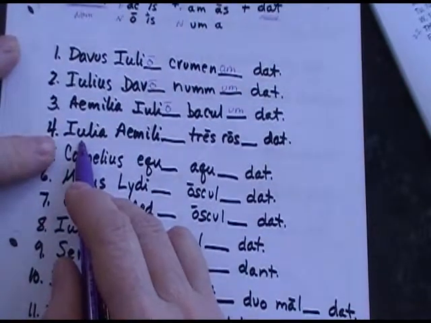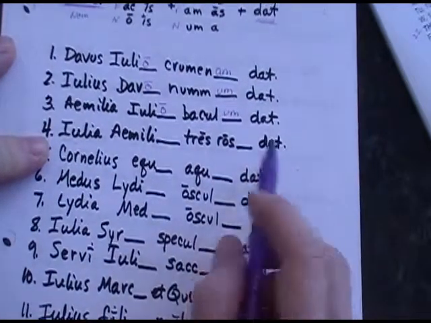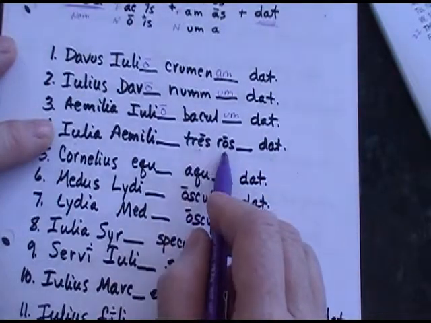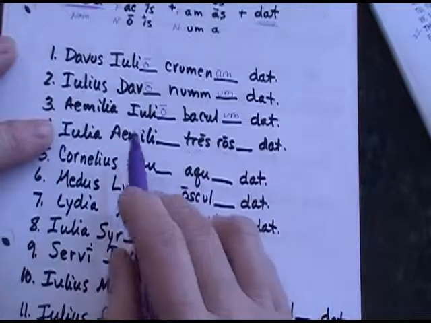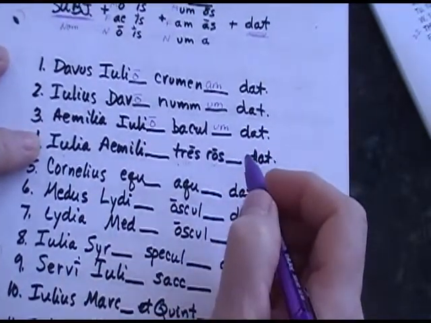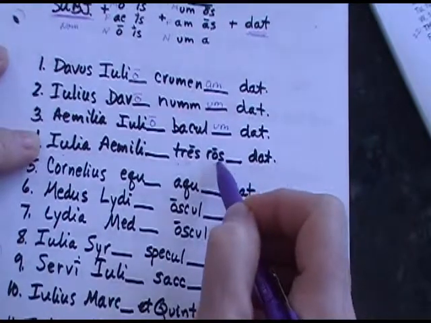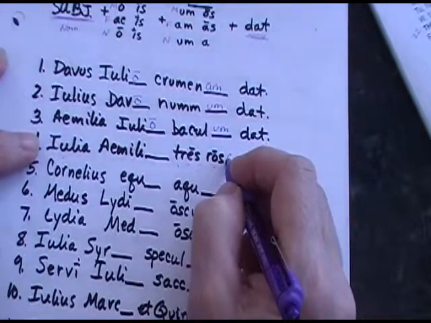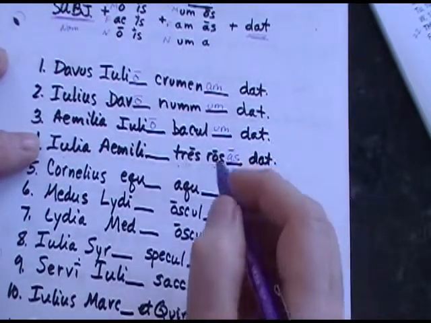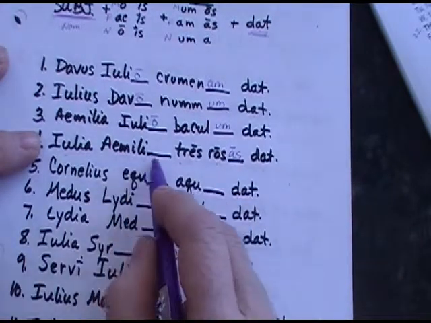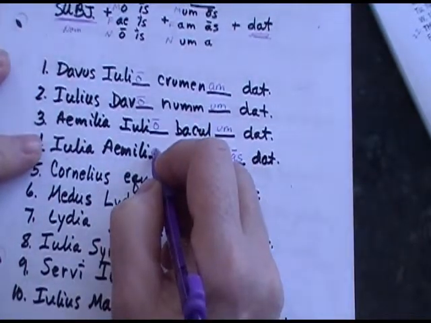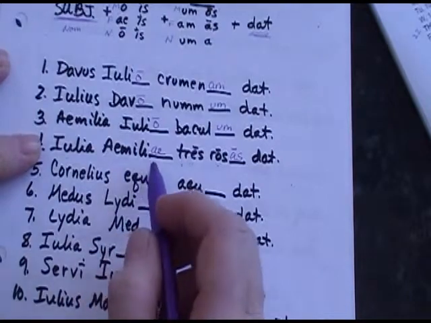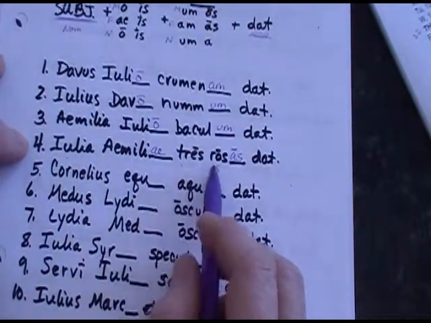Number 4, Iūlia Ameliae trēs rosās dat. So Julia is the one who's doing the giving, and she's giving 3 roses to Amelia. 3 roses. So we finally got a plural. Rosa is how you learned rose, and so it's feminine, and so it would be rosās. So that's the direct object. And to Amelia. Now, in this case, the dative ending for a feminine singular is ae, so it's Ameliae. Iūlia Ameliae trēs rosās dat.